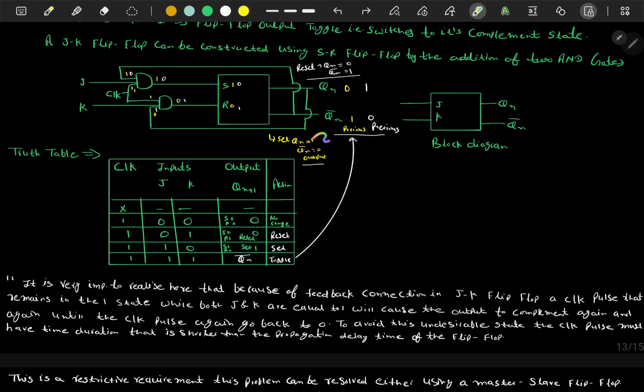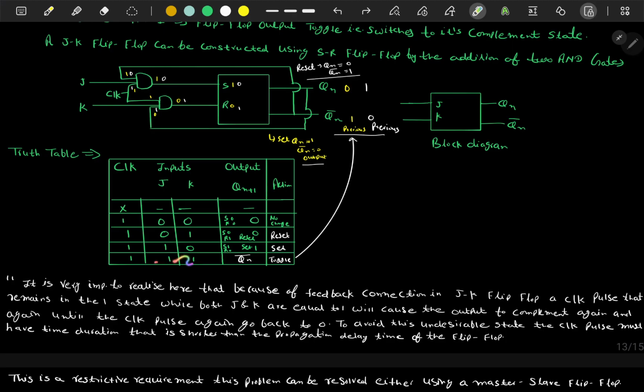Consider this one condition. Suppose we have Qn equal to 1, and the previous input is 0 and 1. So 0 goes here and 1 is here. Now suppose J is 1 and K is 1, so J and K both are 1.